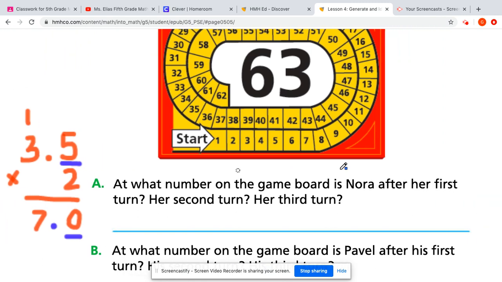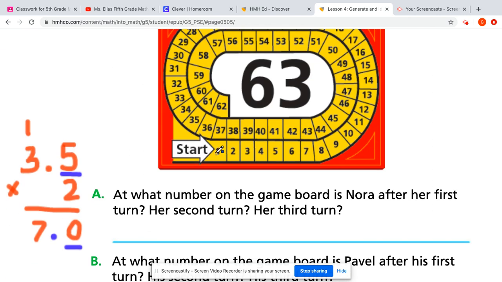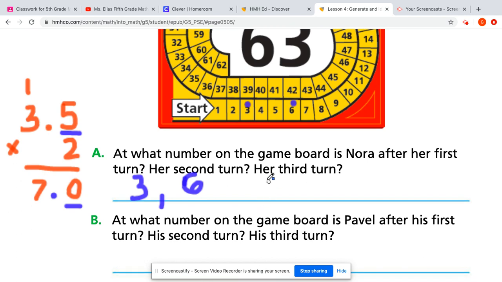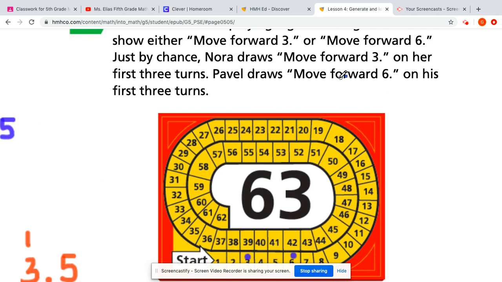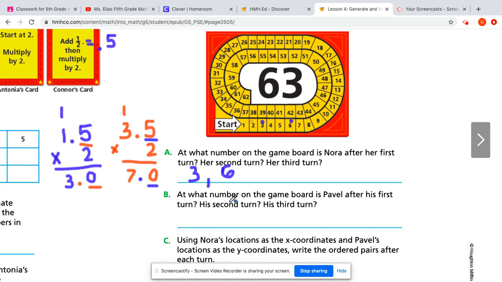It says that one number on the board is what Nora is on after her first turn. So remember, she picked move 3s. So if she's starting at 1, she's here at start, 1, 2, 3. So on her first turn, she's on 3. After that, she's on 1, 2, 3. And then you can finish the rest. I'm sure it won't be that hard to find the third one after she picks another move 3 card, because she picked move 3 cards on her first 3 turns.